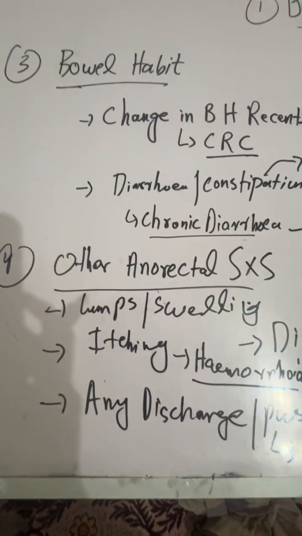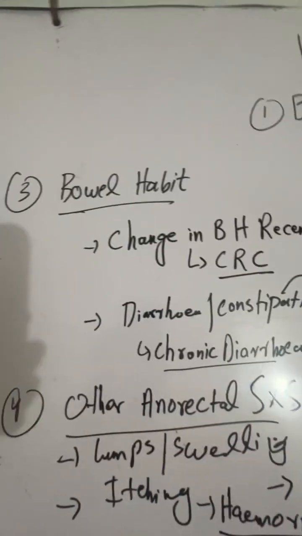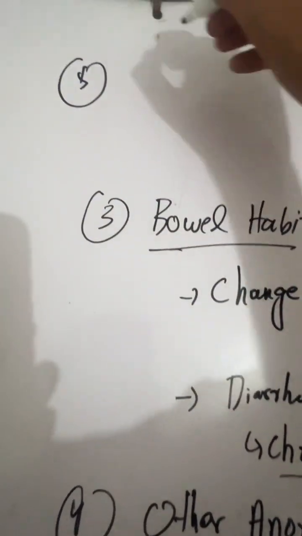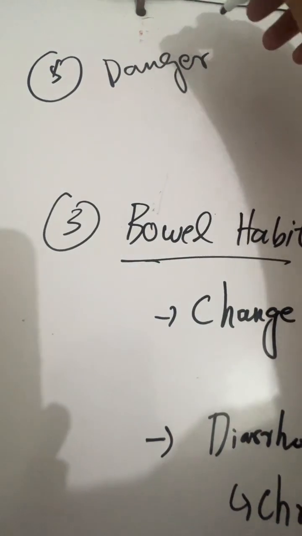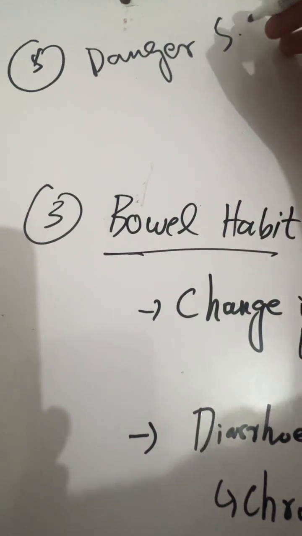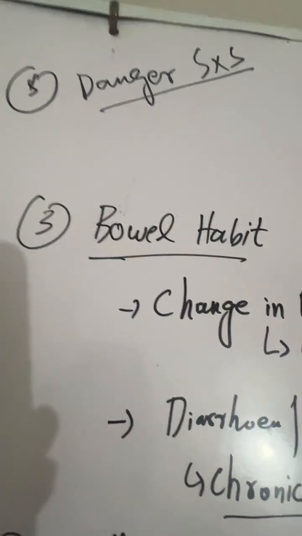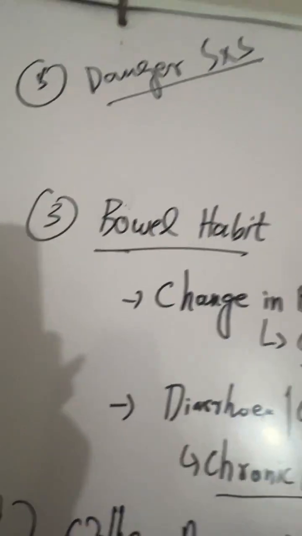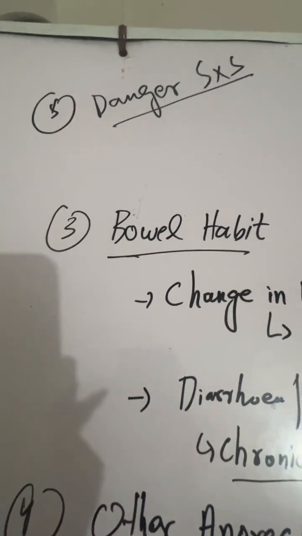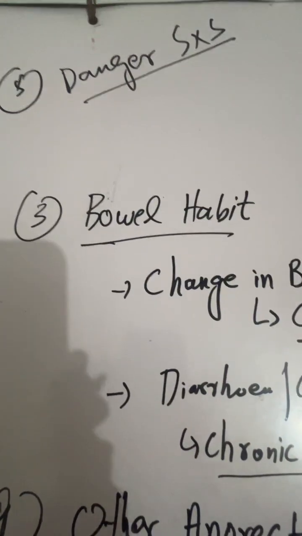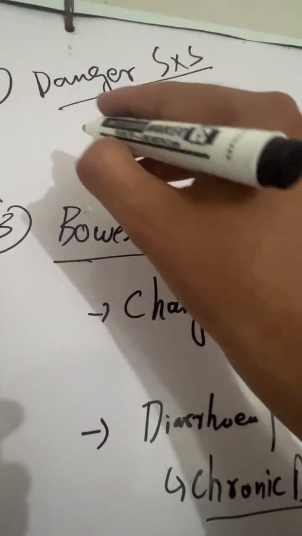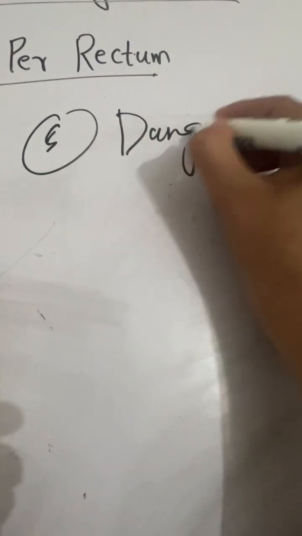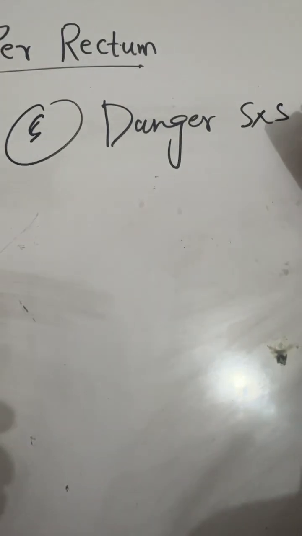After that, we will also inquire about the fifth one, which will be danger symptoms and systemic symptoms. Which danger symptoms will we be asking about? That will be weight loss, loss of appetite, tiredness or dizziness, fever, night sweats, or abdominal pain. So the fifth question, we will be asking about the danger symptoms or systemic features.